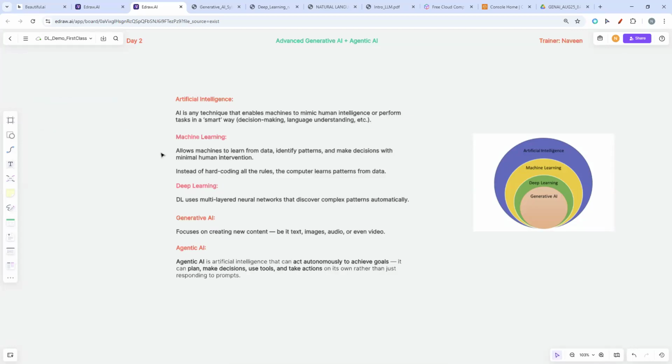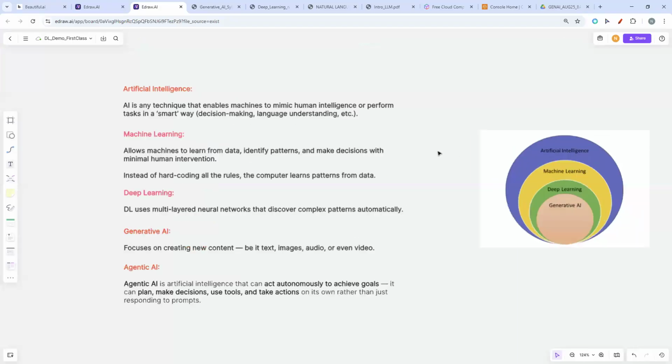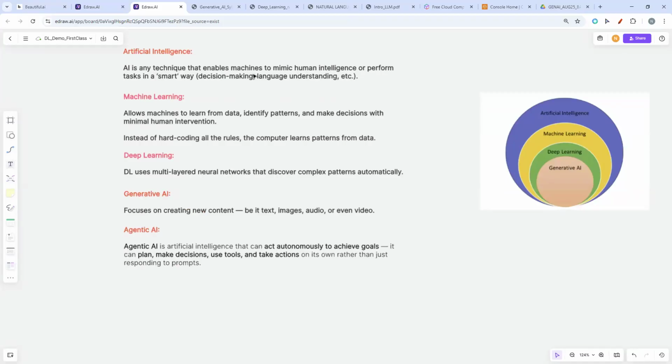For now, yesterday we discussed what is artificial intelligence, and just a recap: AI is any technique that enables machines to mimic humans or perform tasks in a smart way. So that you already know, and I need not go deep into it. And machine learning allows machines to learn from data, identify patterns, and make decisions with minimal human intervention.